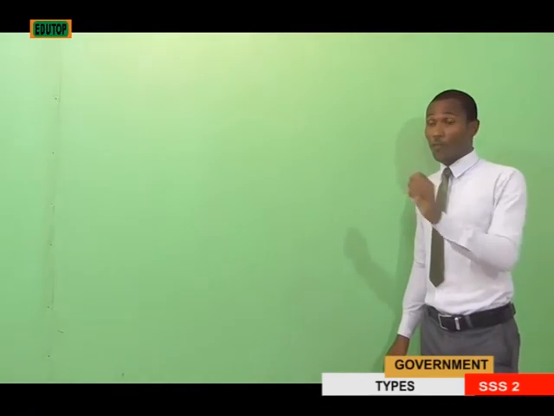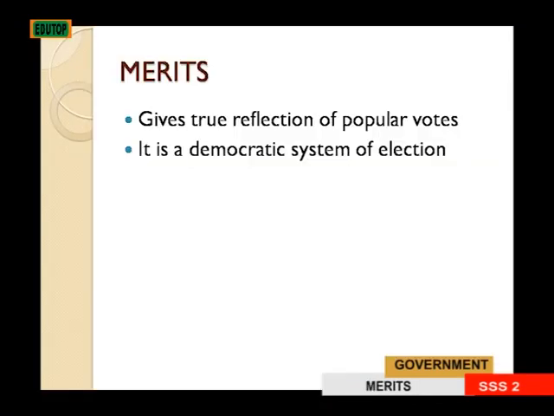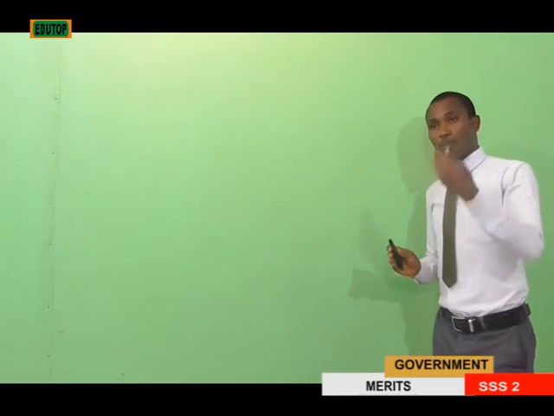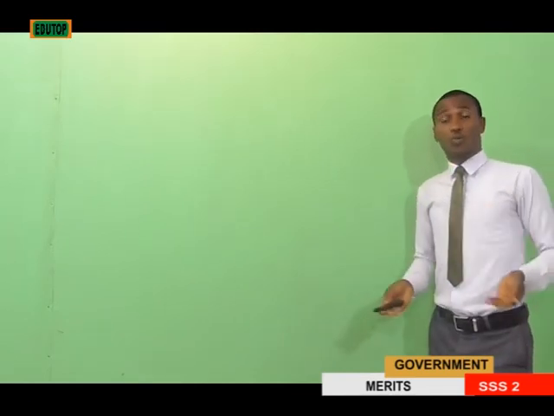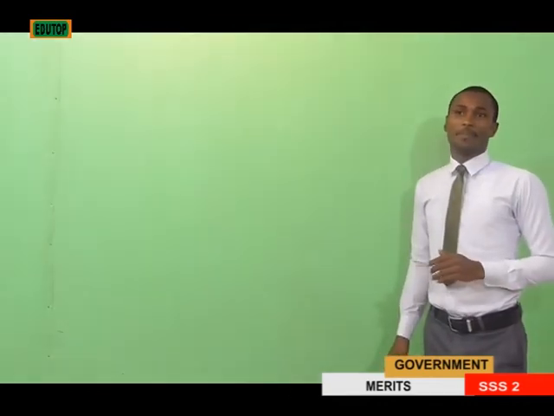Now, the merits of proportional representation. One, it gives a true reflection of popular votes. And second, it is democratic. Yes, through proportional representation, we get to know candidates that are very popular. And of course, that is one of the identifying marks of a democratic system.